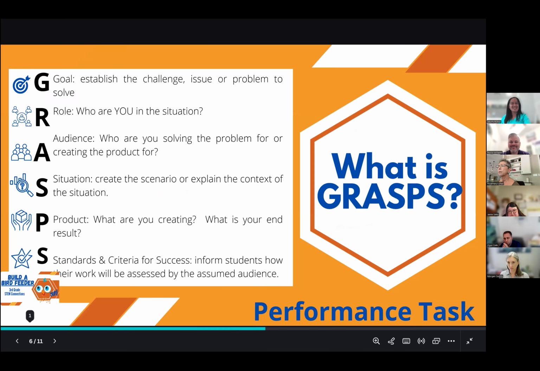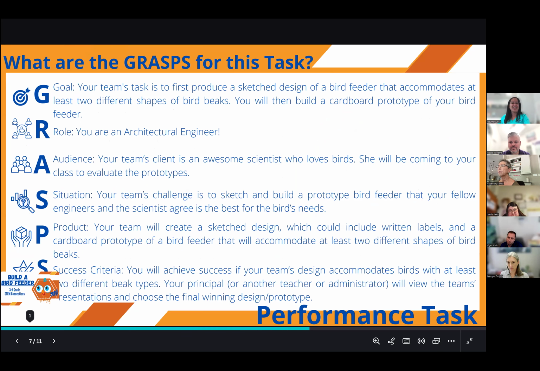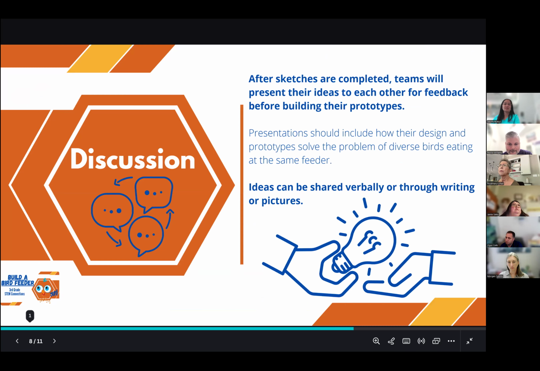And then standards and criteria, we have a rubric at the very end. So this just introduces kids to the GRASPS model. So create or carve time for that as you are planning for your end of the year PBL with this in mind. After the sketches are completed, teams will present their ideas to each other for feedback.